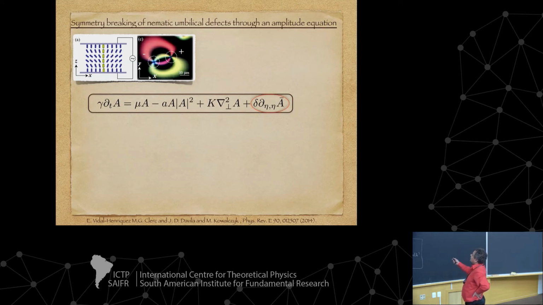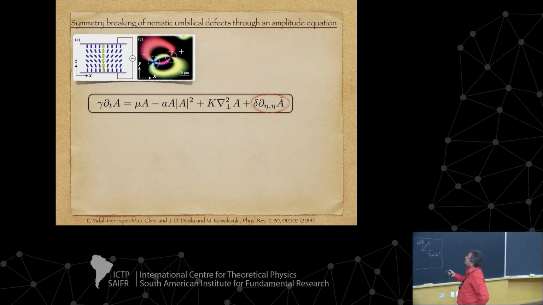Okay, so first, what is the role of this term? The first thing is, if you look in the experiment, you can see that in the Ginzburg-Landau theory, for the modulus of the amplitude, the positive and negative charge are indistinguishable, okay? But in the experiment, we can see that they are a little different, they are not equal. So you see blue color here, for instance. Here you cannot observe that.